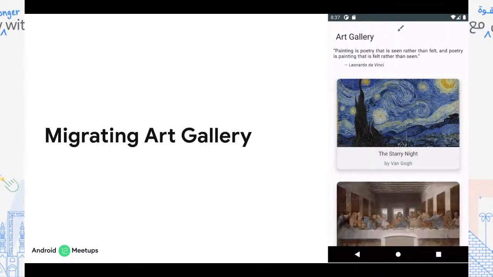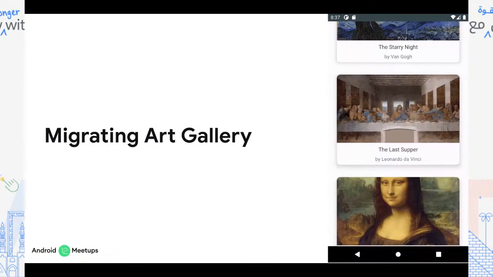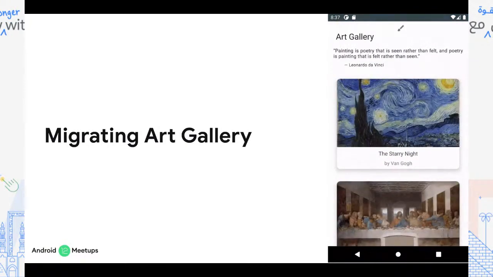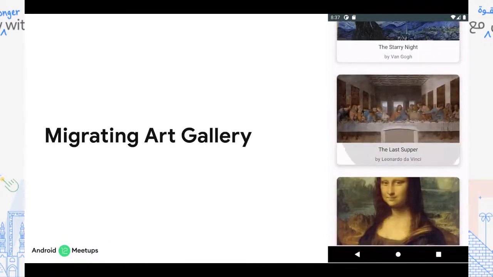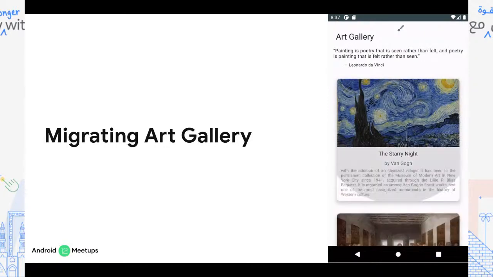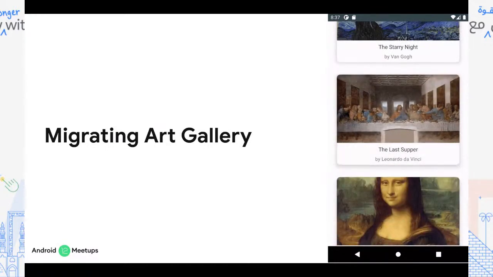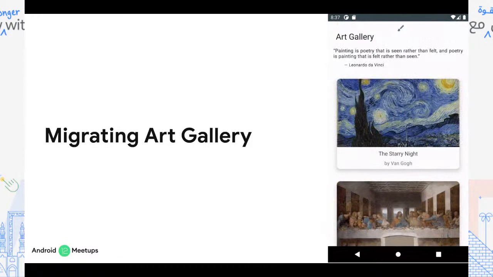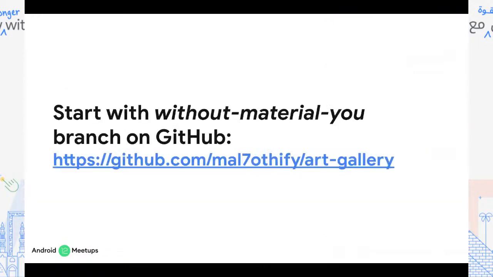So for today, we will migrate the Art Gallery app to support Material 3. Art Gallery is an application to display famous paintings with their information like the painting artist, the painting title, and the description for each painting. All right, let's start migrating.